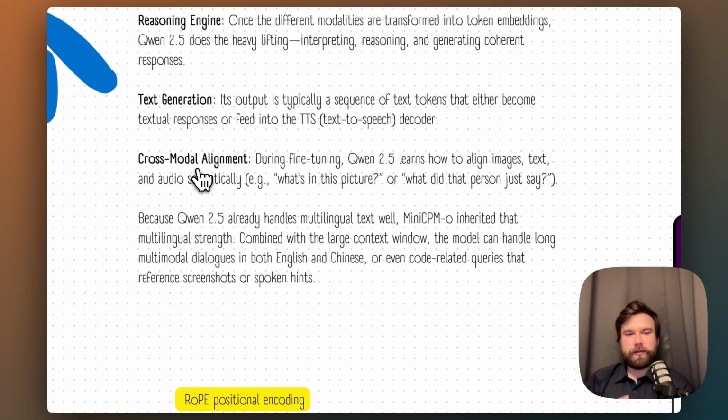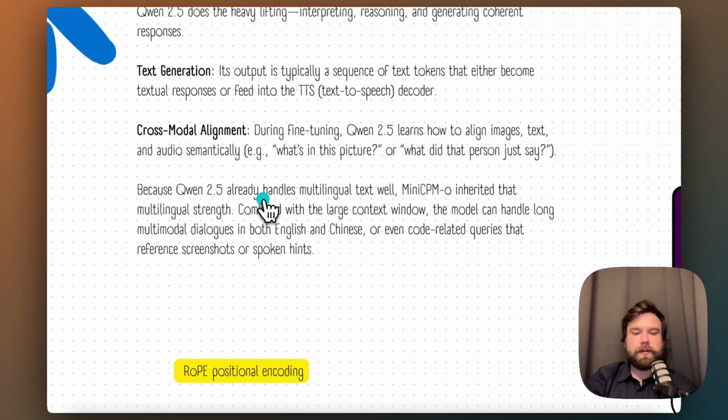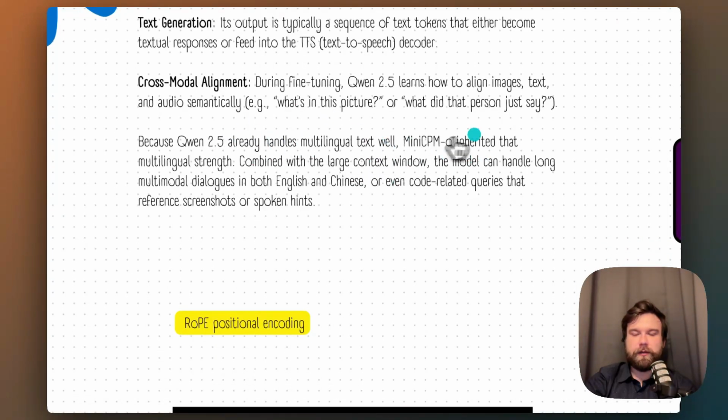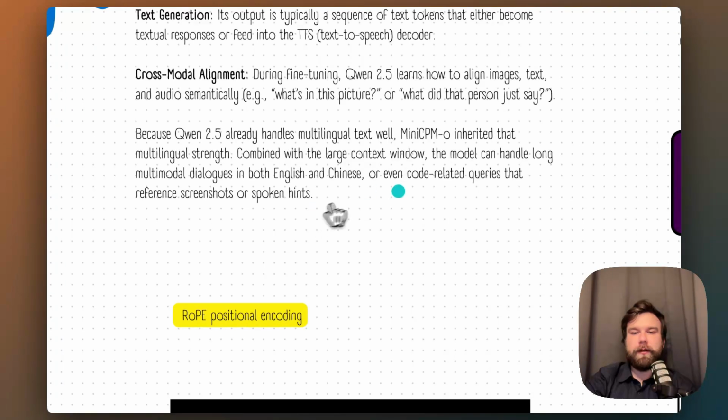So the model learns cross-modal alignment, right? So it is able to mix together different types of inputs. So for example, question and then image, or voice and then text. So we don't have to ask the model only in text or only in voice. We can mix those modalities. And another reason I suspect they chose Qwen 2.5 was because it's already designed to handle multimodal data well. So they were able to more easily fine-tune the model.